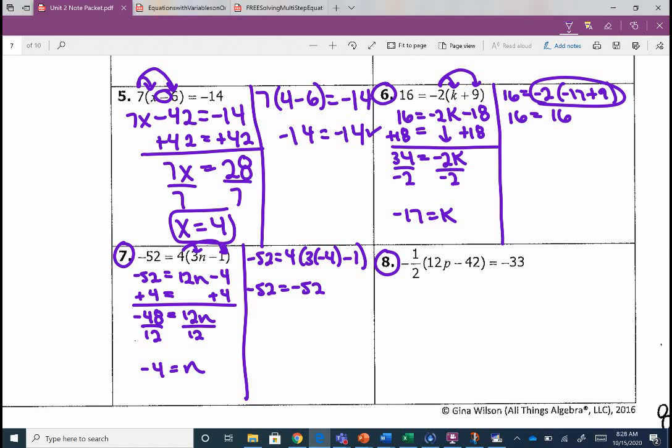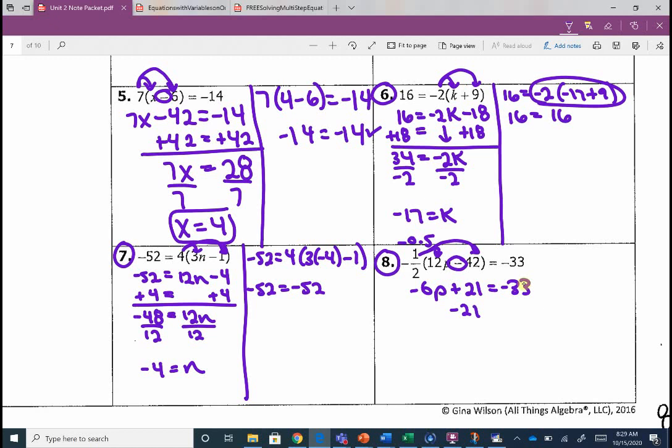Last but not least, don't let the fraction worry you. You could use the ABC key on your calculator, or somebody suggested that they knew that negative 1/2 was just negative 0.5. You could use that as well, or you can use the ABC key on your calculator. Negative 1/2 times 12 is negative 6. We have a p with that. Now we have a negative 1/2, and we have a negative 42. So we're going to get a positive 21. And we just have our equals negative 33.